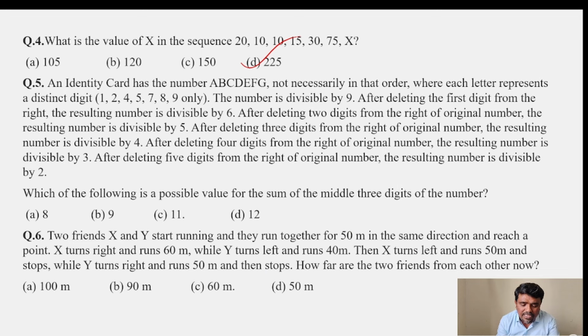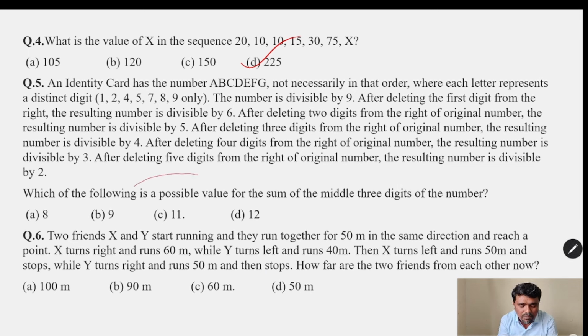The number is divisible by 9. After deleting the first digit from the right, the resulting number is divisible by 6. After deleting the last two digits, the resulting number is divisible by 5. After deleting the last three digits, the remaining number is divisible by 4. After deleting one more digit, the resulting number is divisible by 3. And removing one more digit, the remaining two-digit number is divisible by 2.